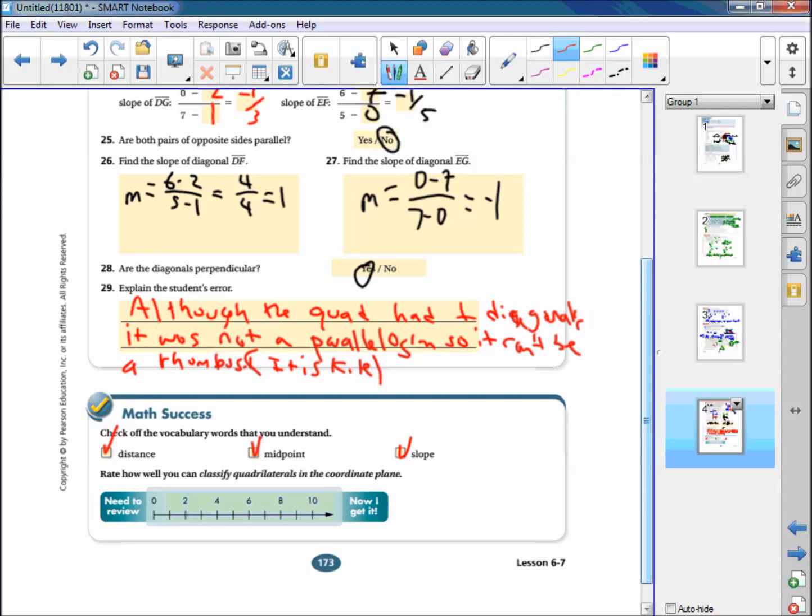So rate how well you can classify quadrilaterals on the coordinate plane. And it really is based on how well you can classify quadrilaterals outside of the coordinate plane. So some of you have a bit more memorizing to do than others. And I will see you in class next time as we do our last practice.